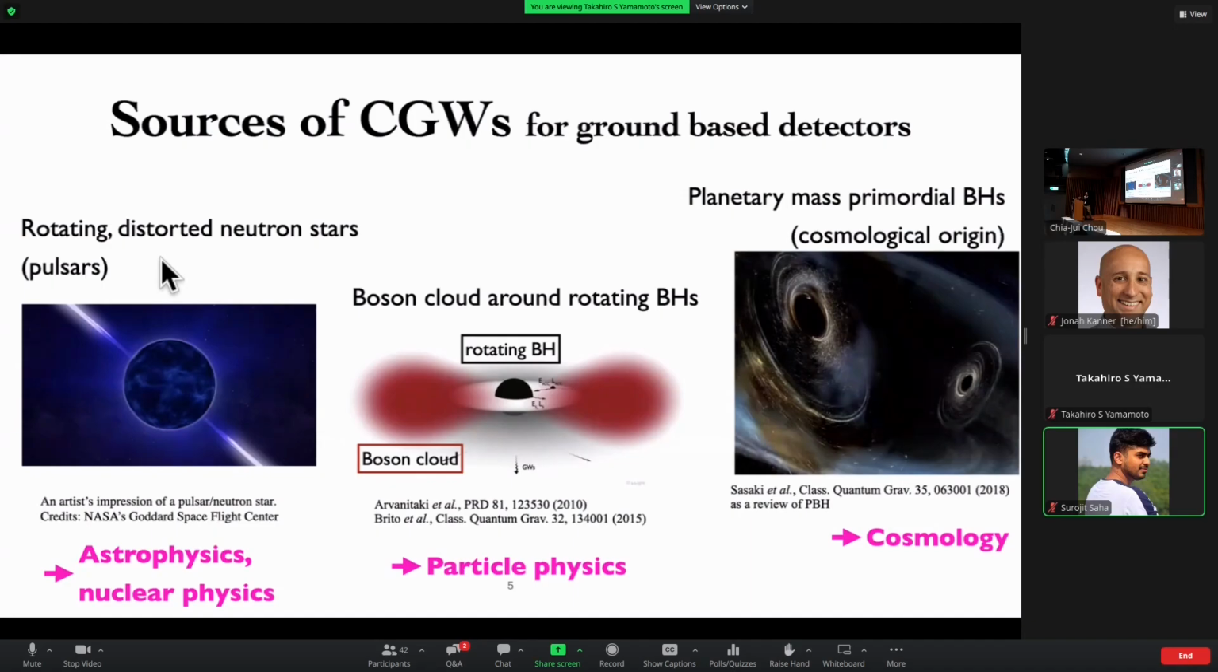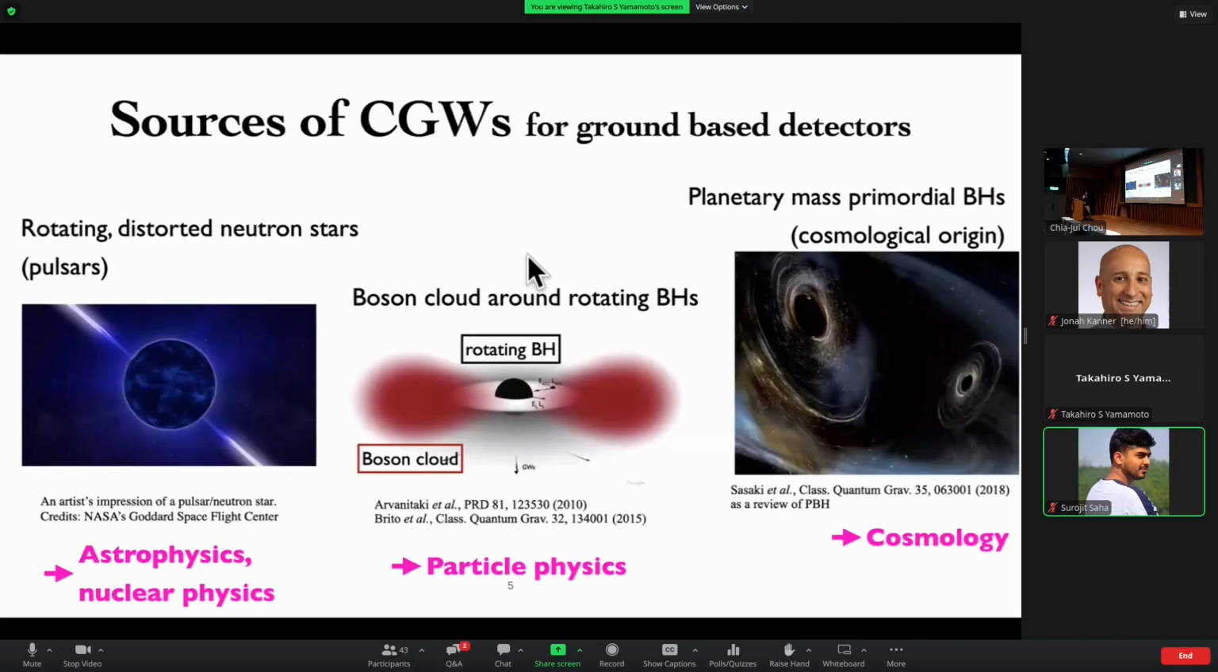And this gravitational wave will be observed as continuous gravitational waves in the ground-based detectors, and it will give us information about the astrophysics of pulsars, and also information about nuclear physics, which controls the inner structure of the neutron stars.